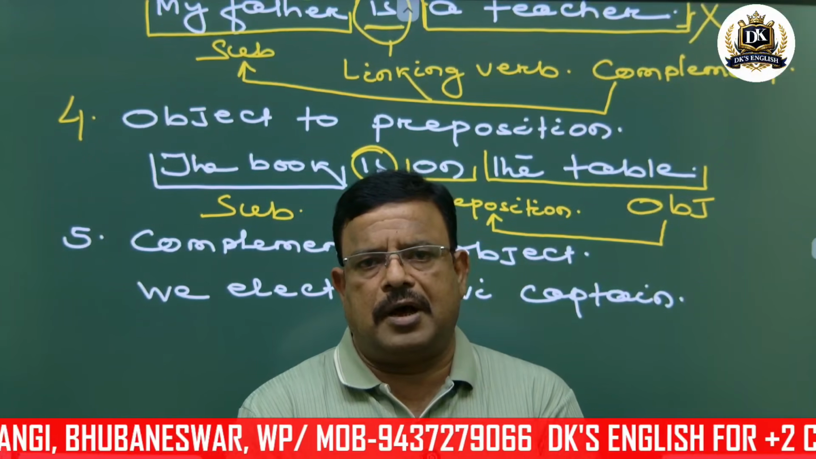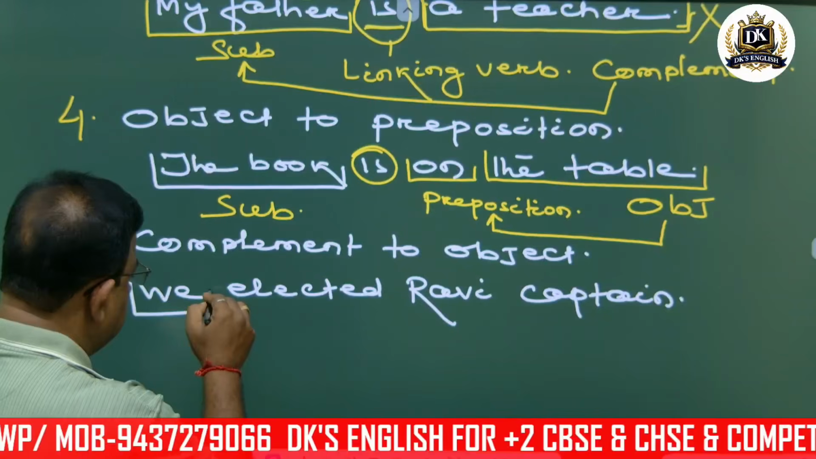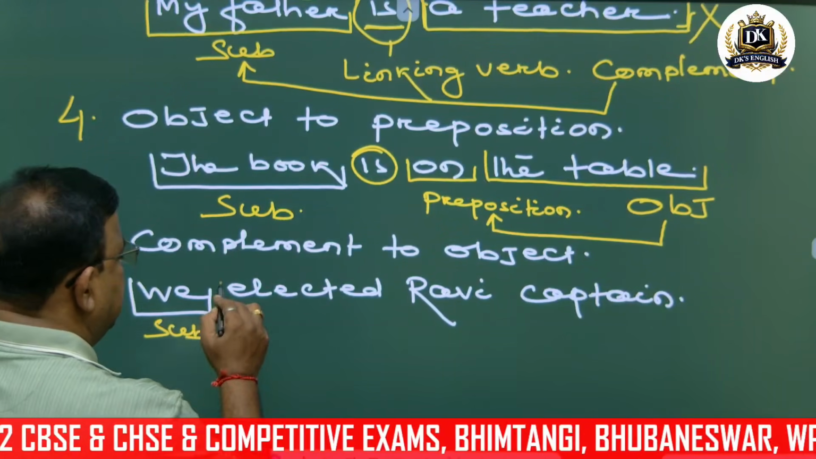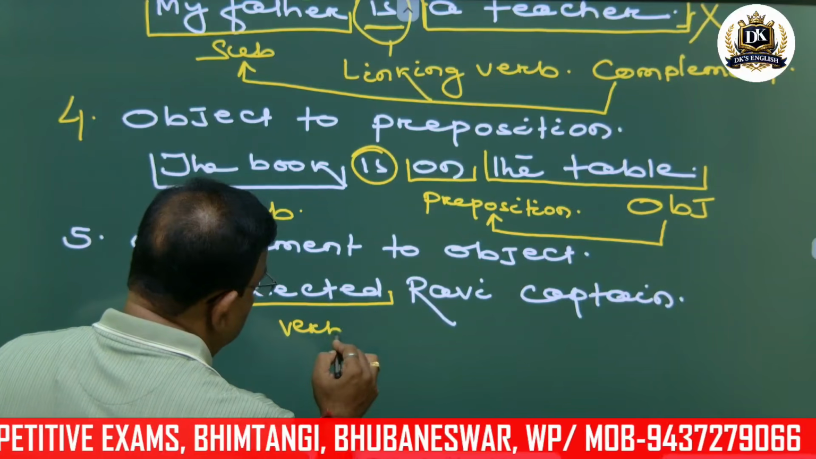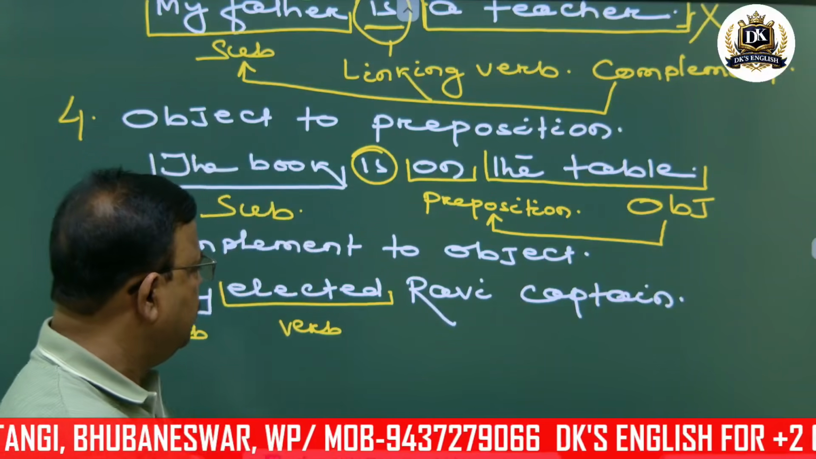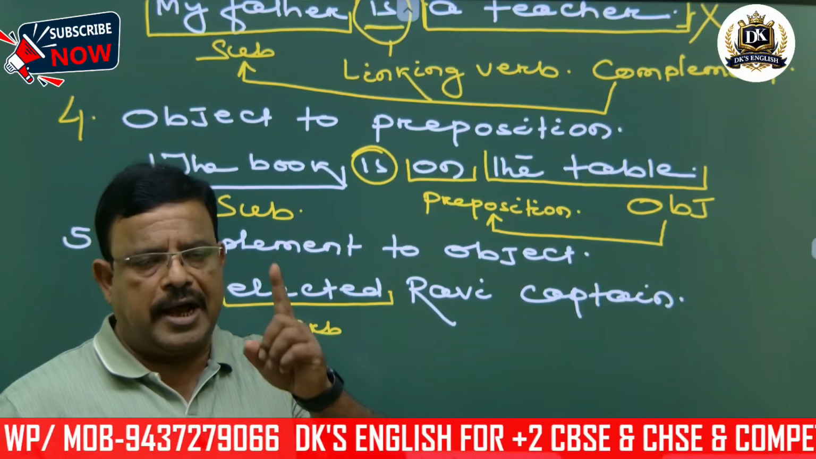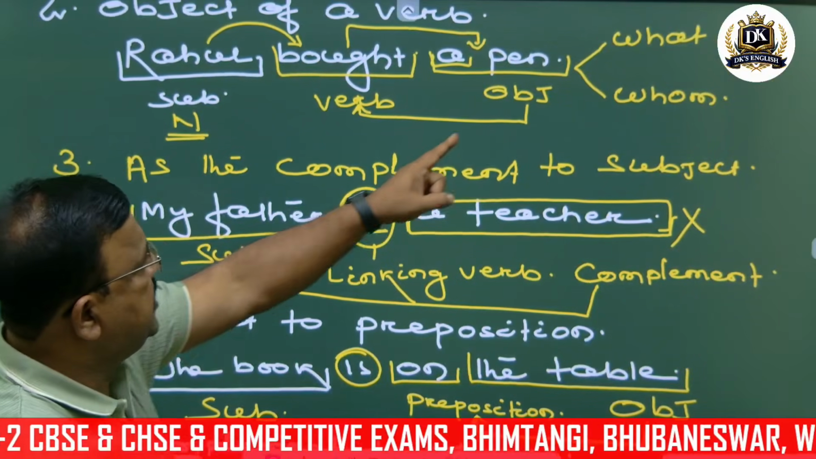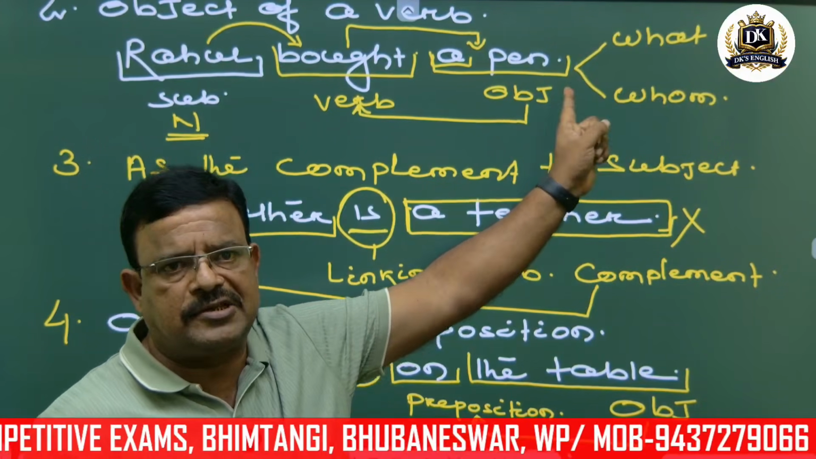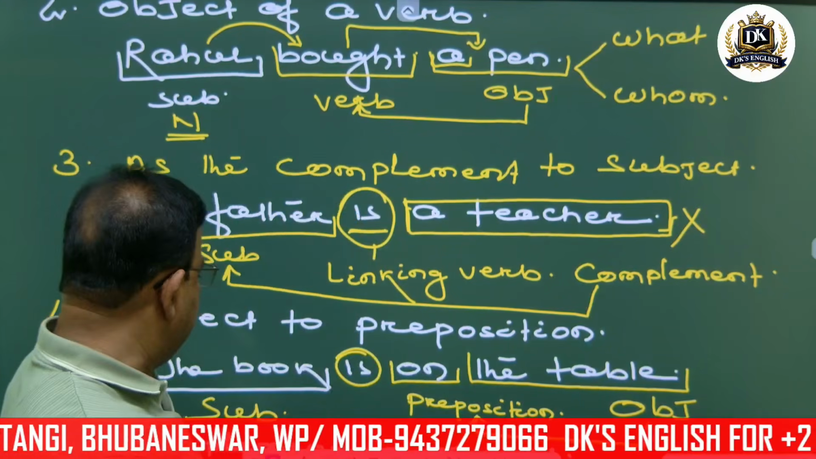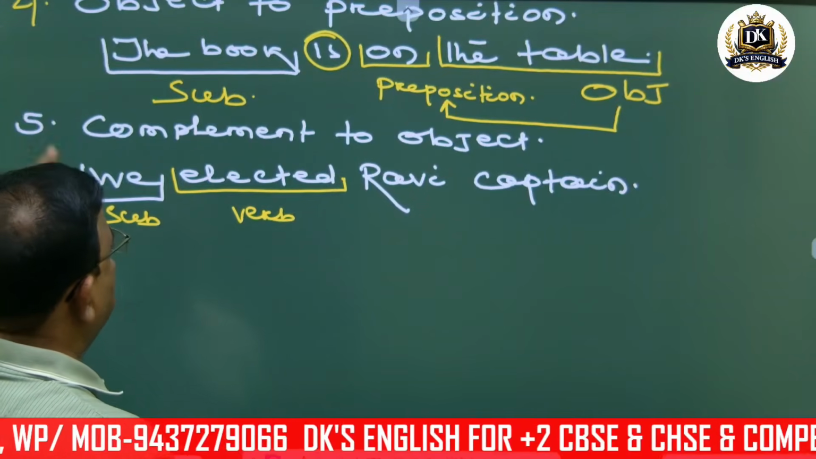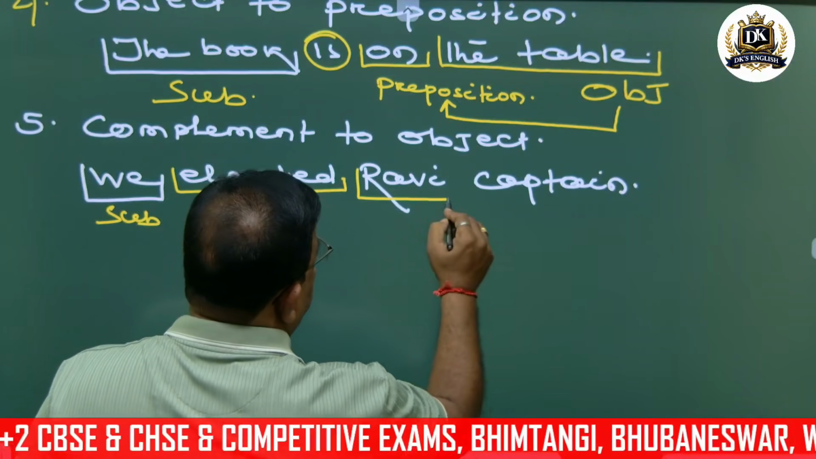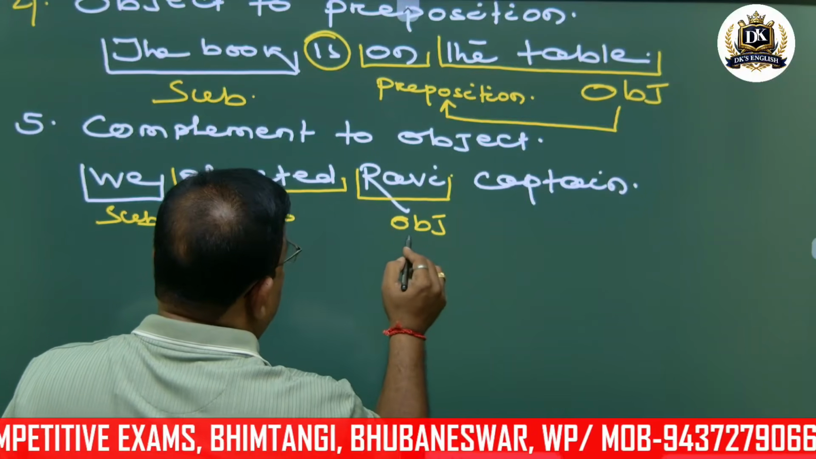So try to analyze the sentence. Here "we" is used as the subject of the sentence. I write here subject. "Elected" is the verb, you know. So what I told you, how to find out the object of a verb? We elected whom? I told you at the beginning, mark here, if you ask what or whom, and if we get any answer, then we can say that is the object. So we elected whom? Rabi. So here, Rabi is the object. Object of what? The object of the verb.